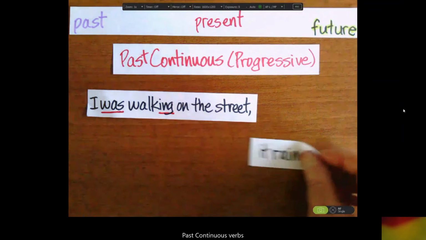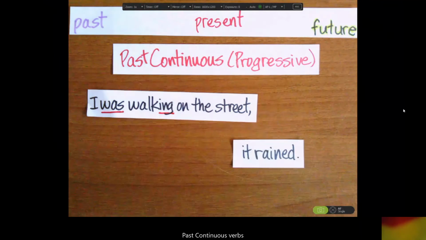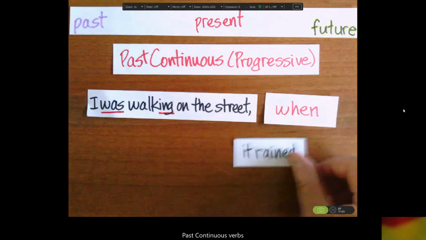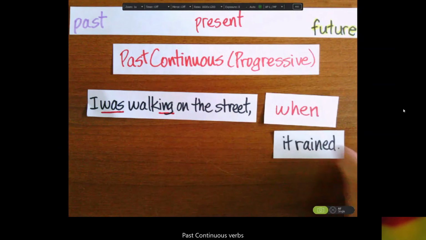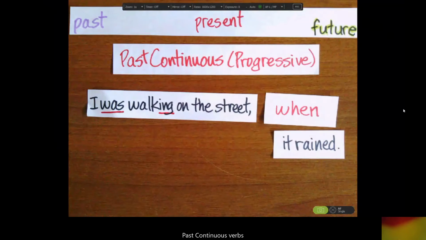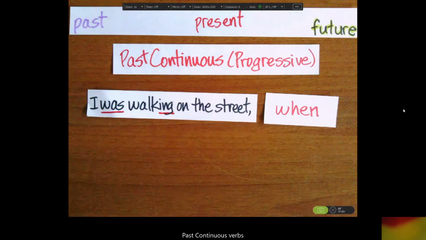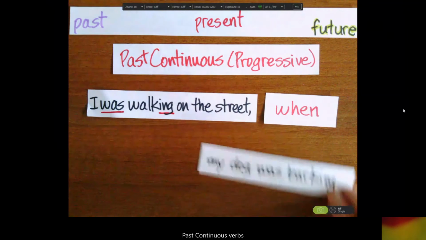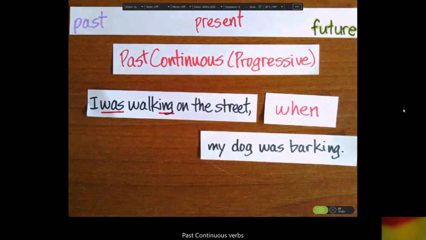First of all, I'm going to have two actions in the past. I was walking on the street, it rained. The connecting word puts these two actions in the same time. I was walking on the street when it rained. It doesn't have to be limited to a simple past sentence. It can also be referring to another past continuous sentence. For example, I was walking on the street when my dog was barking.